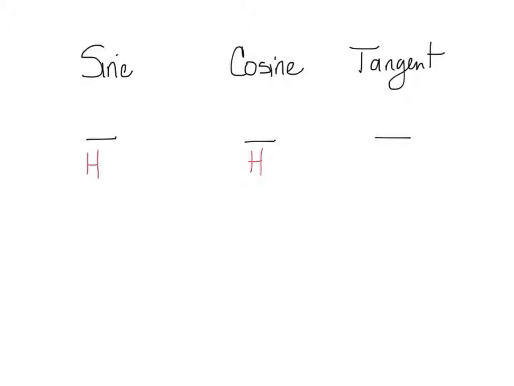SOHCAHTOA: sine, cosine, and tangent. Sine is the relationship between opposite and hypotenuse, and this is a fraction here, opposite over hypotenuse. Cosine is the adjacent over the hypotenuse, and tangent is the ratio between the opposite and the adjacent sides. It's opposite over adjacent. And this is where I come up with S-O-H, C-A-H, T-O-A, right? SOHCAHTOA.